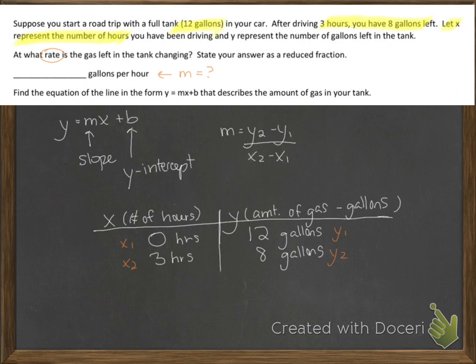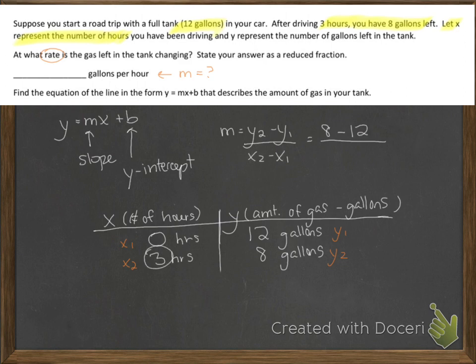Okay? If you want to switch the 1s and the 2s, that's fine. It doesn't matter. So let's plug in these numbers and let's see what we can get for our slope. Well, y2 is 8, so we put 8 here. y1 is 12, so we put 12 here. So on top we have 8 minus 12.